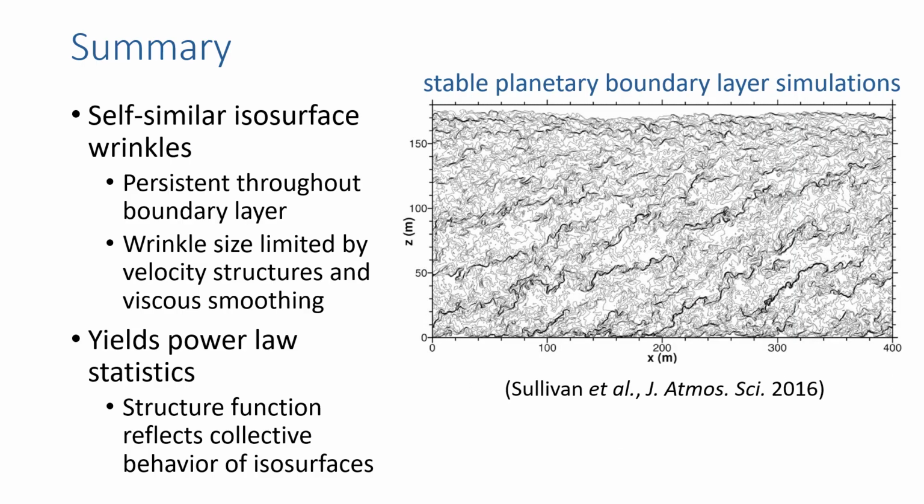However, to hopefully convince you that this is relevant to atmospheric applications, shown here are contours for planetary boundary layer simulations, where you see a lot of the same wrinkled geometries. However, with simulations, the size of the smallest wrinkles is determined by the grid resolution and the subgrid scale model.